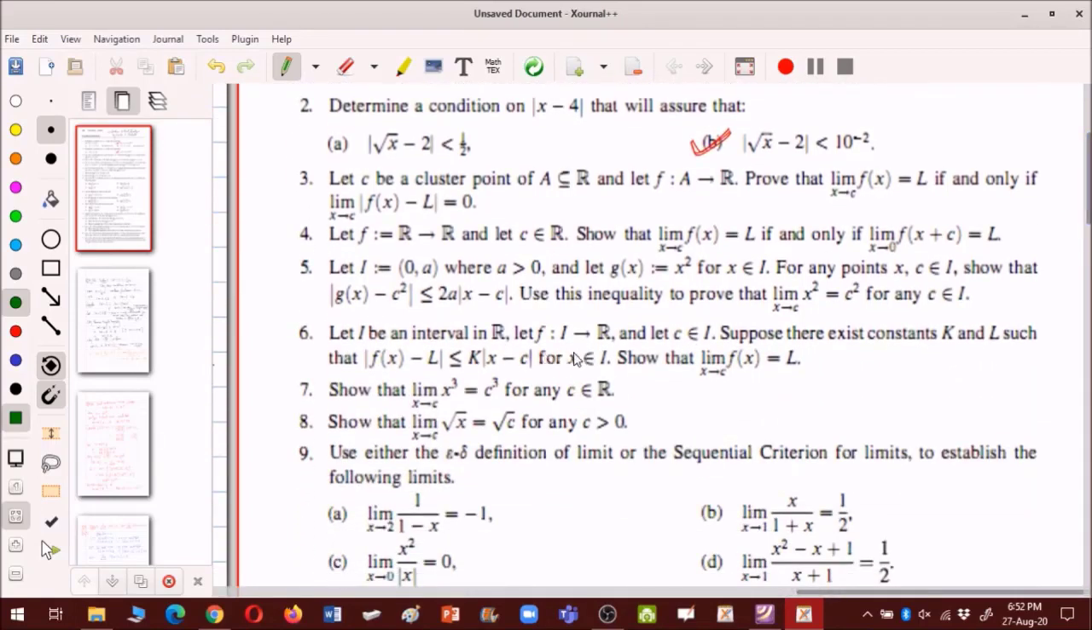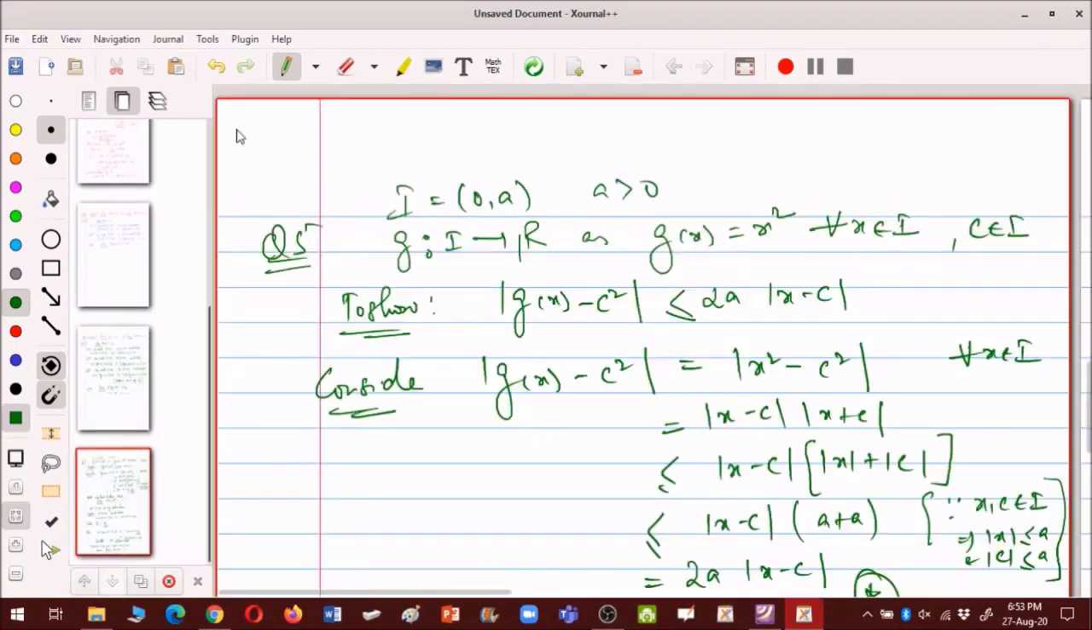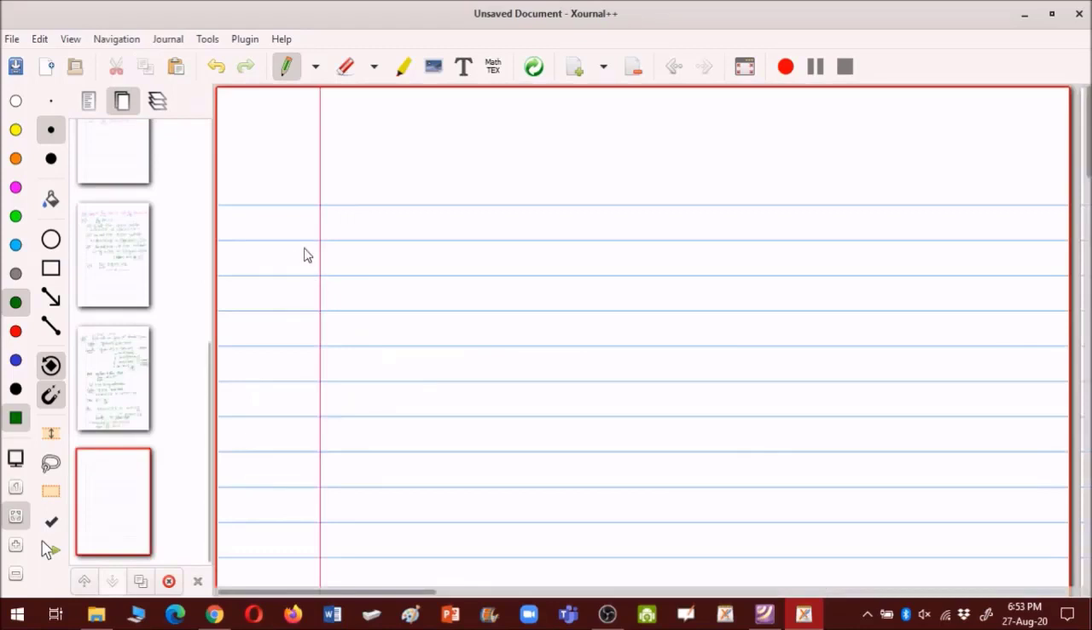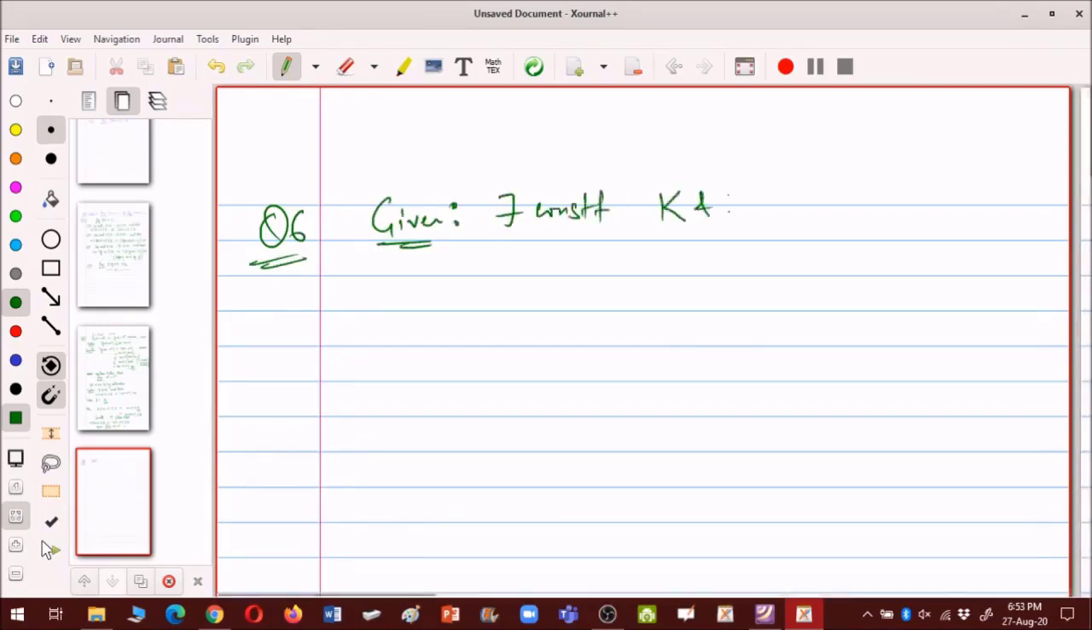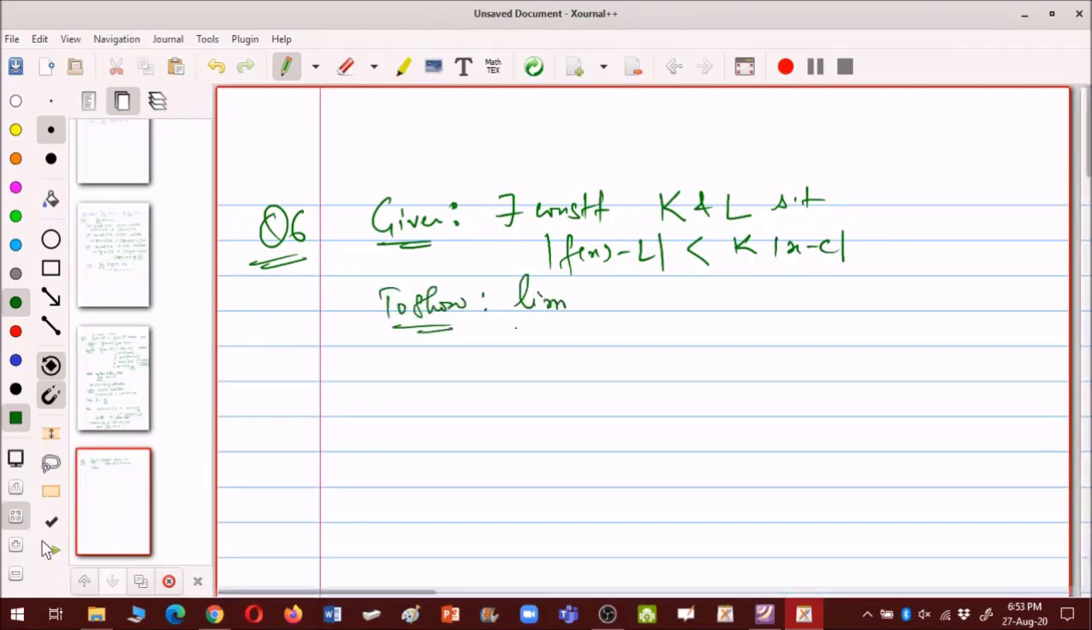Question number 6. We have to show: given that there exist constants k and l such that |f(x) − l| ≤ k|x − c|, to show that limit x tends to c of f(x) is equal to l.